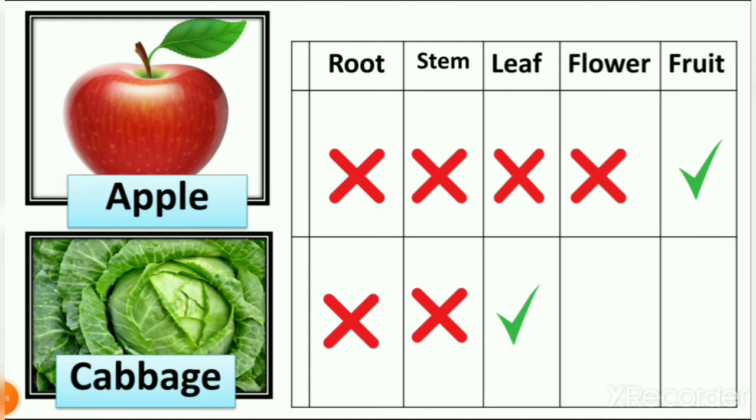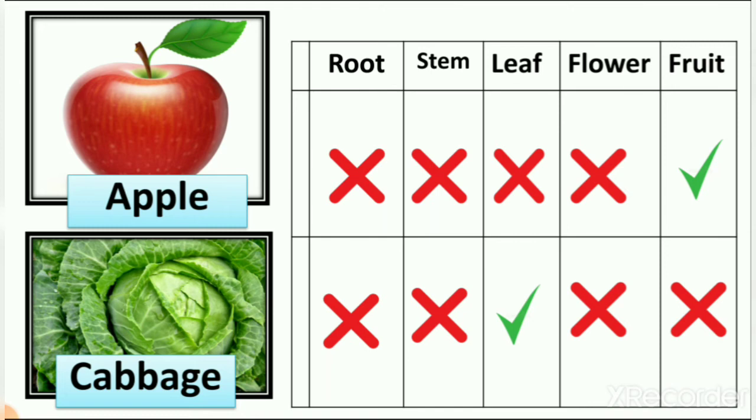Right? So what do we do in the leaf box? We make a right mark. Then next one is flower. What do we do there? Wrong mark. And fruit. So apple is a fruit we eat and cabbage is a leaf we eat.